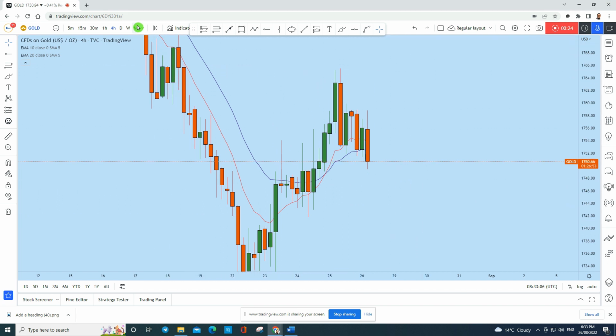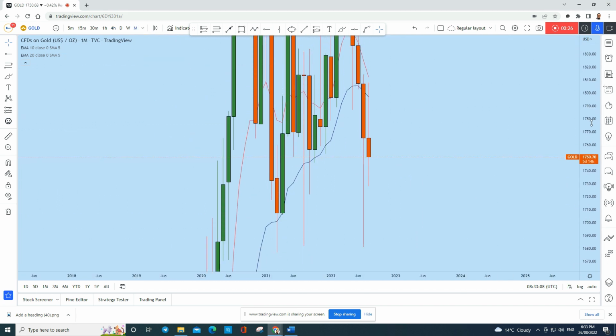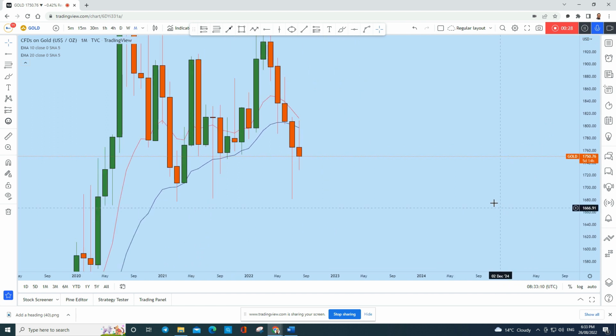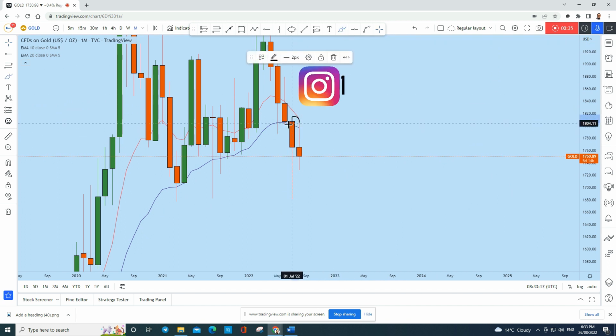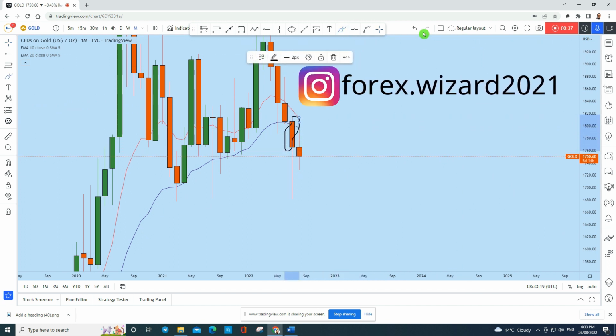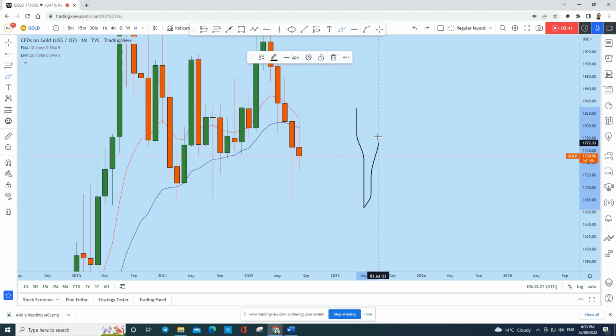Now, first of all, let's see the bigger picture, monthly perspective. On the monthly time frame, what we see is that gold in previous months has created this bearish candle. Why? You can see that there is a narrow body red with a long wick at the bottom. So this is basically an impulse correction.